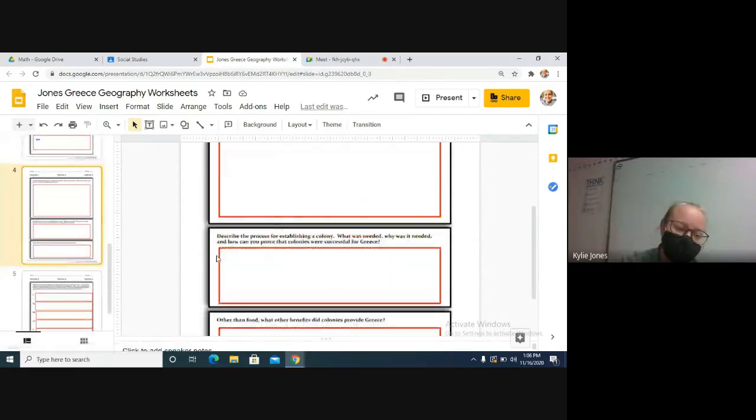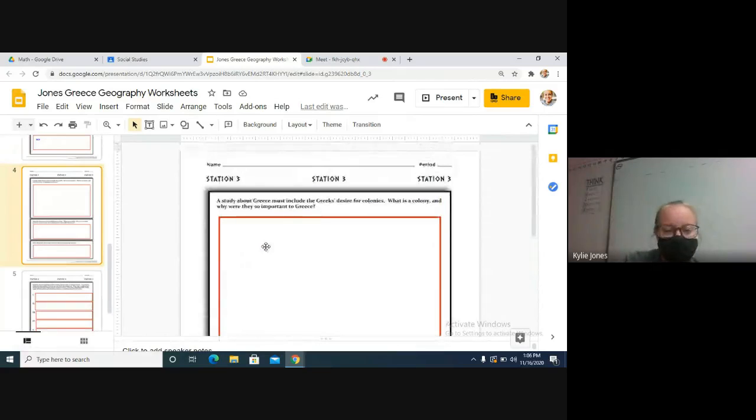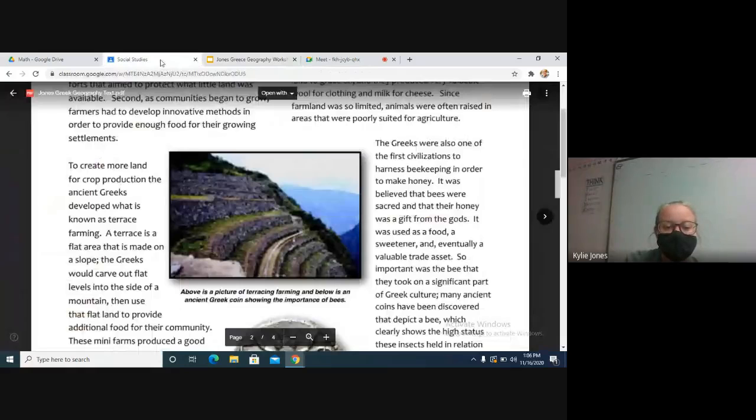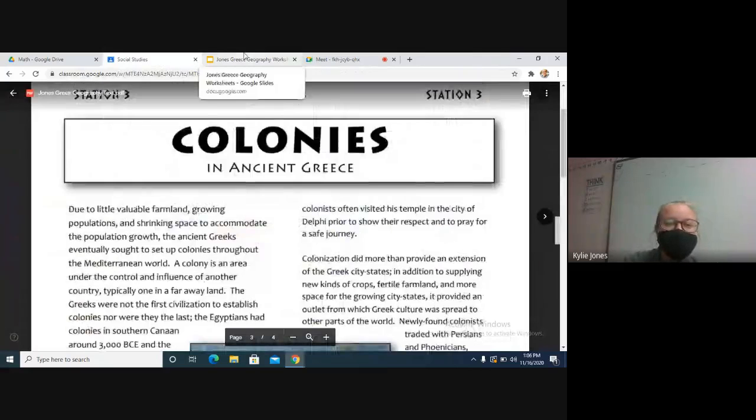So we are on slide number 4 this time. Slide number 4 is about colonies. Colonies are the different, like, towns, right? So we're gonna talk about the different towns.